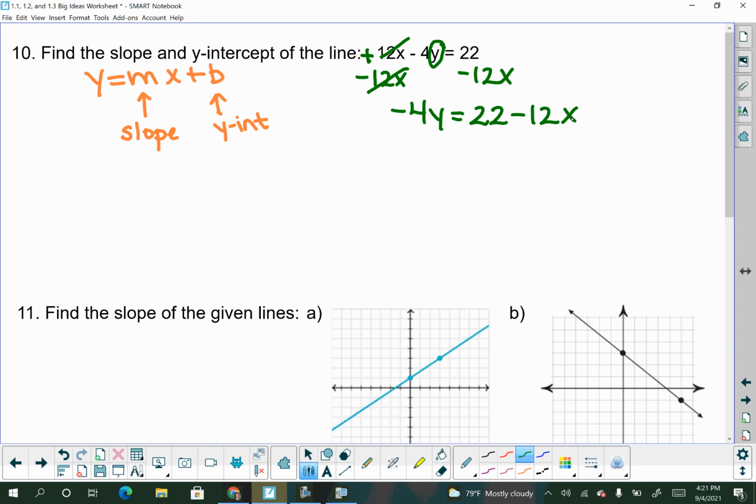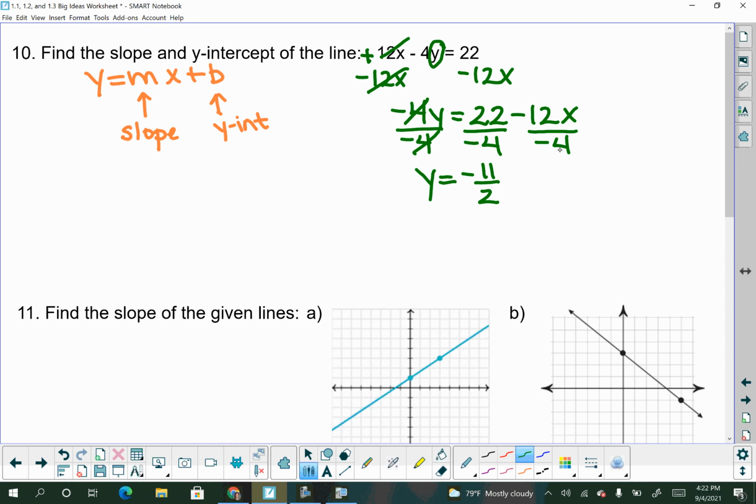The next thing we do to get the y alone is we get rid of the number in front of it. Now, negative 4 is multiplied by the y, so what's the opposite of that? We divide. And we're going to divide everything in this equation by negative 4, so that keeps my equation balanced. On the left, my negative 4's cancel, leaving me with y. On the right, I can simplify. 22 and negative 4, those are both divisible by 2, so I can make it negative 11 over 2.